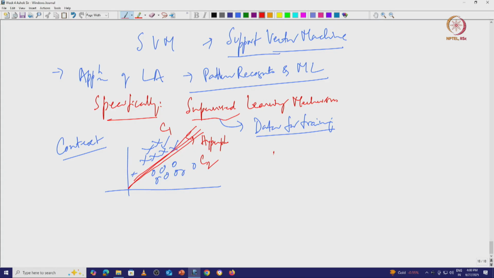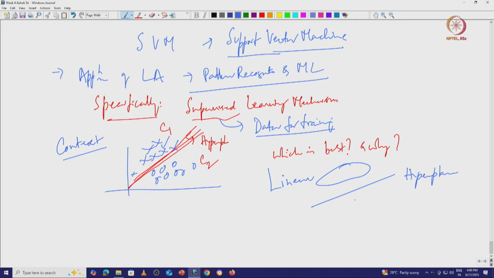The question is, which is best and why? What type? Linear, meaning you are basically trying to pass a hyperplane in some dense set of data, and you want to find which is the best, why, when, and all that. Just look, there are some interesting problems where you may never be able to do it.